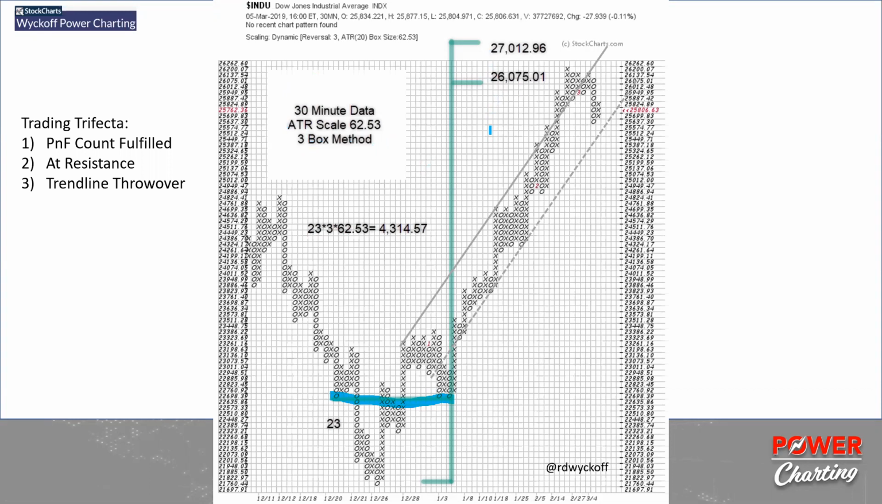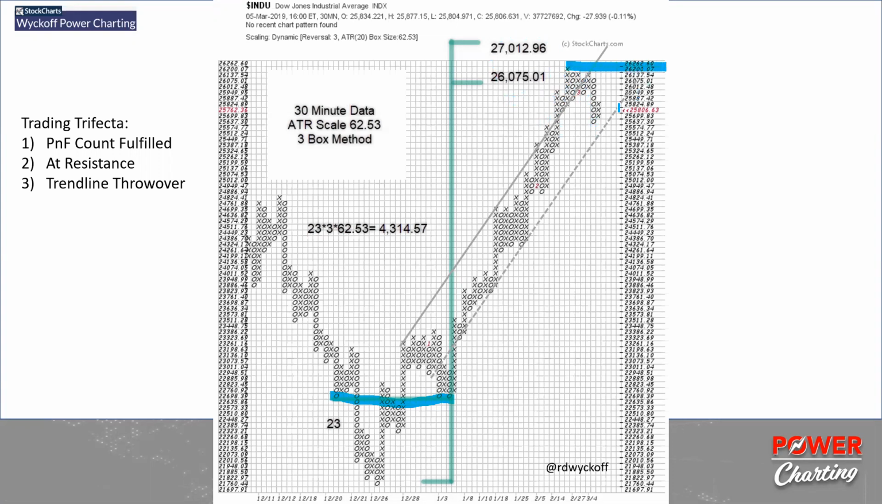And here we can see that this count, after a robust rally, was completed in February. So here we can see that this trend channel that formed had a throwover at the conclusion, which we would call climactic. And so this climactic action was then followed by a period of weakness, a reaction, which took it back into the channel.